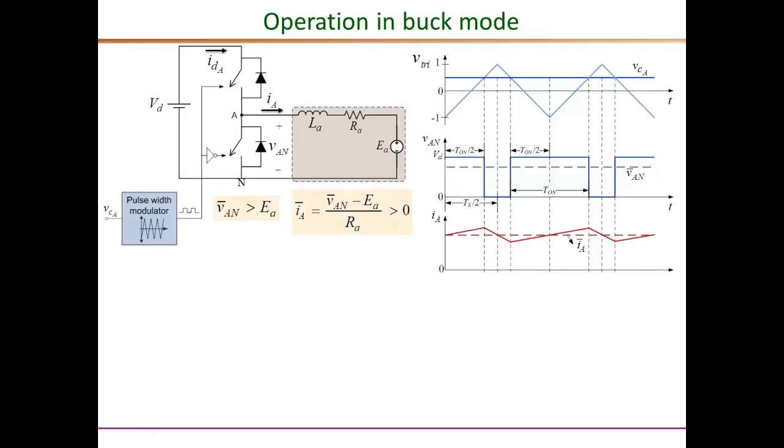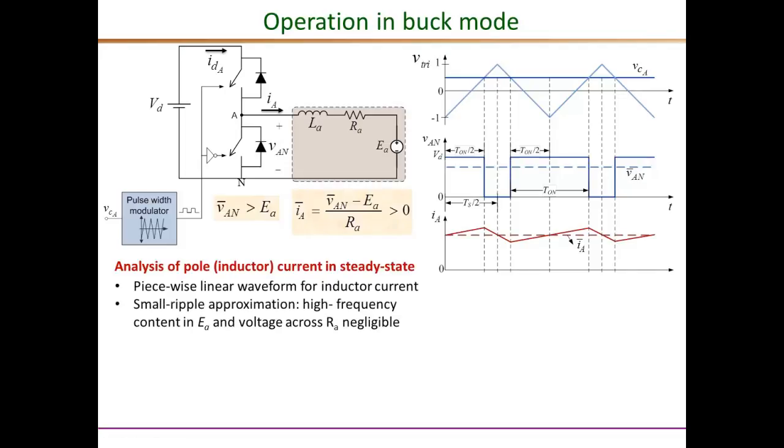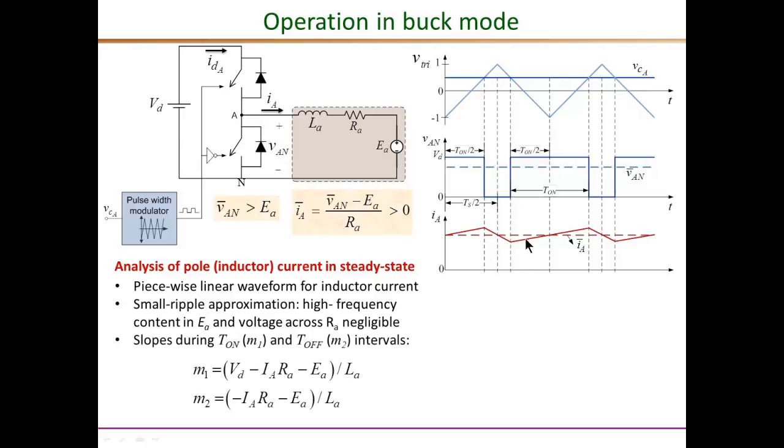But what we are interested in is the complete inductor current waveform, including the switching frequency component as shown here. By looking at the inductor current waveform, we can clearly see that it is a piecewise linear waveform. That is because the voltage across the inductor is a switching waveform with a constant magnitude during this on interval T on, a positive value, and a negative value during the rest of the period, during this off interval. The constant magnitudes of the voltage across the inductor during both the on and the off interval are because of the small ripple approximation, which says that the high frequency content in the voltage drop across the resistance is negligible, and this E sub A is a DC voltage source, so its high frequency content is also 0.